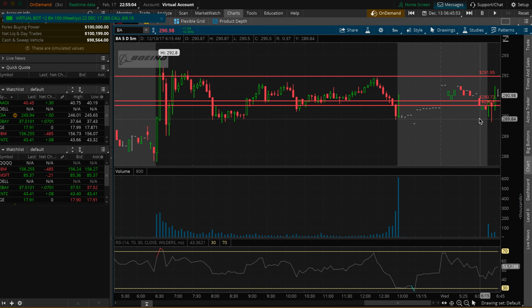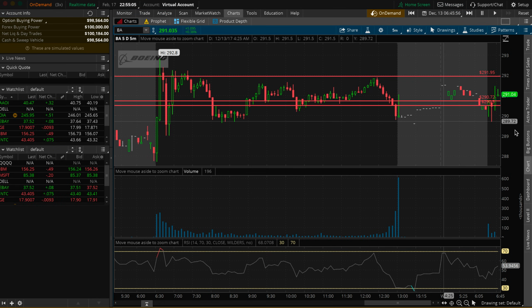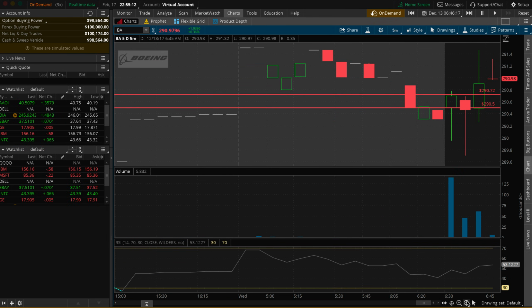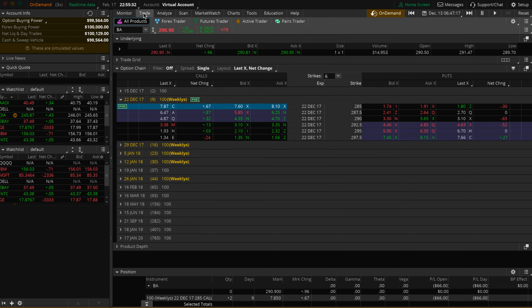So it closed. Let's see. Zoom that out. So it closed above, but it made a tail. But it did close above. So I bought 2 calls. It hit the support. It's holding. So I'm gonna buy my other calls.